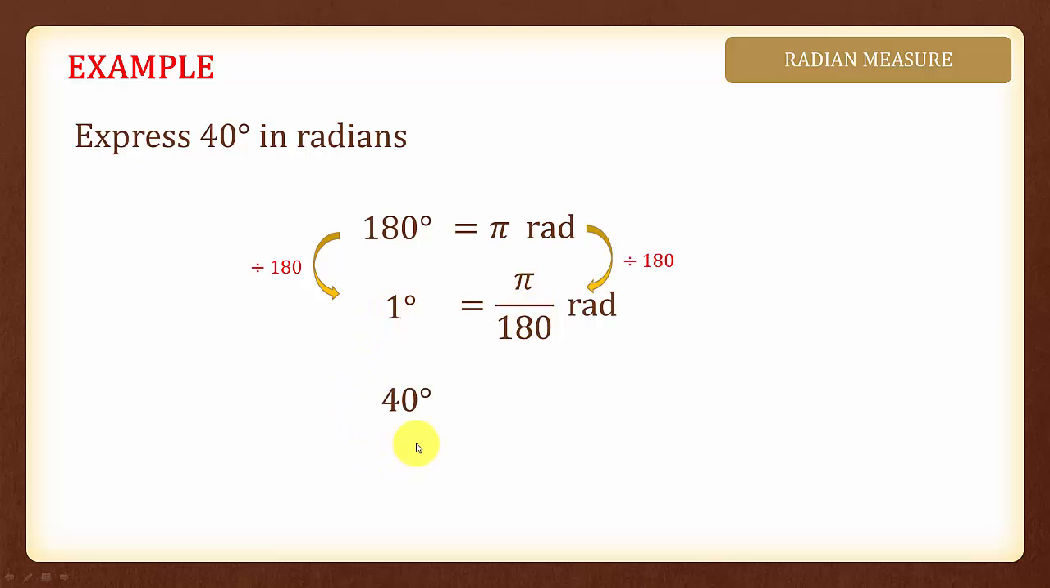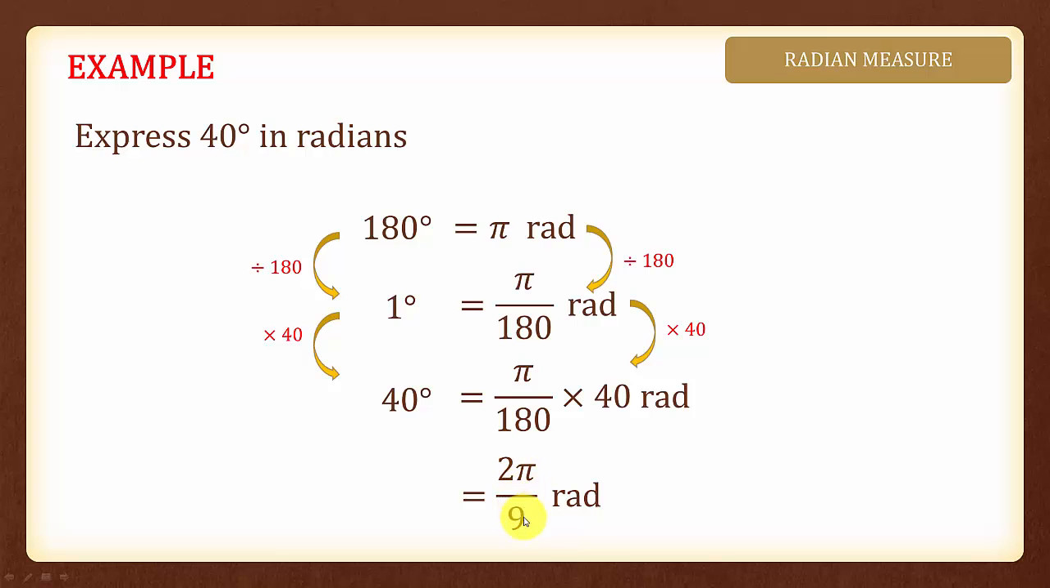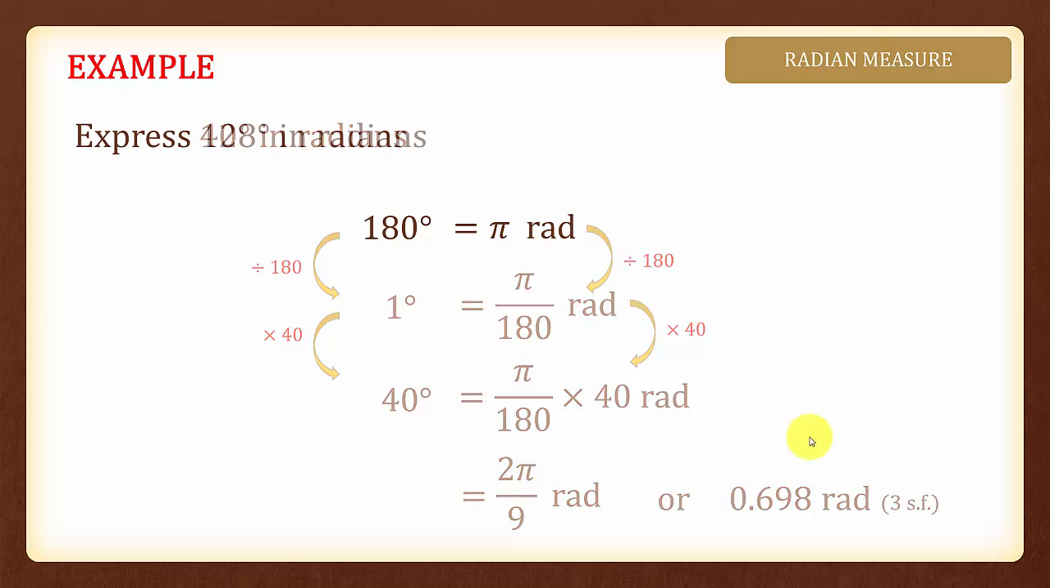Therefore, to find 40 degrees, we will now need to multiply by 40 on both sides to give us pi over 180 times 40 radian. And this will give us 2 pi over 9 radian, or you can write it as 0.698 radian rounded off to 3 significant figures because pi here is approximately 3.142.